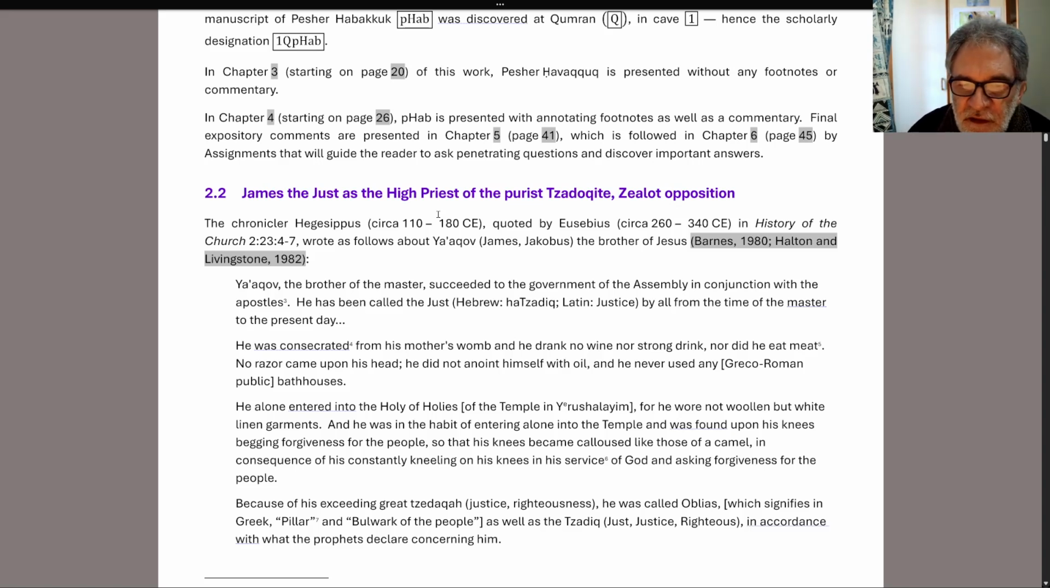Because of his exceeding great tzedakah, righteousness, justice, he was called Oblias, which has got to do with a term like pillar and bulwark of a people, as well as the tzaddik, a just, righteous person, in accordance with what the prophets declare concerning him. Okay, so what we see here is that Yaakov was a brother of Jesus, and he didn't drink strong drink.